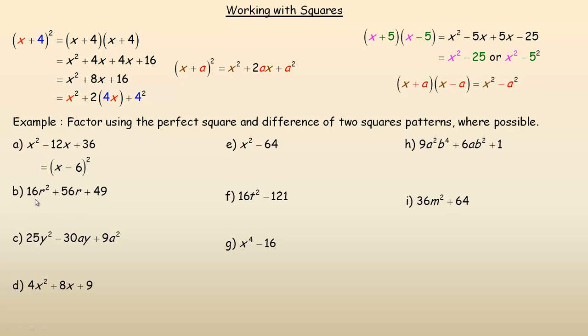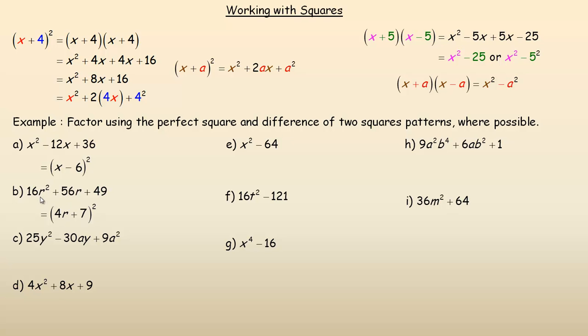Second one, in B, 16r squared plus 56r plus 49, it's a trinomial, and 16r squared is a perfect square, and so is the 49. So again, maybe it's a perfect square trinomial. If it is, it would have to start with a 4r, because it's 4r that you square to give you 16r squared. And on the end we have a 49 here. So what do you square to make 49? And the answer is 7. So they would have to end in a 7. So we'll stick a 7 there, and let's do the check.